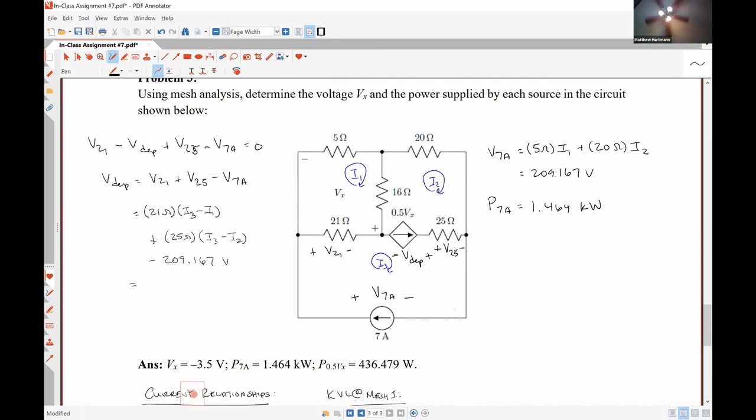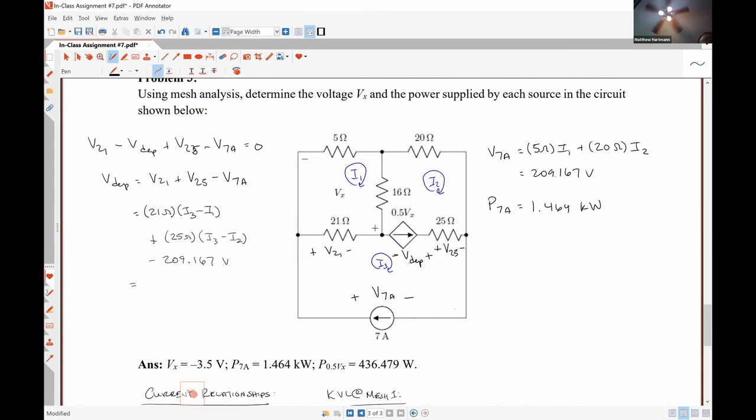There are, I think, 4 different meshes that we could use on this one, none of which are really any more difficult than the other. So we're currently using this bottom mesh right here. You could just as easily use this mesh, or you could go around this one too. It doesn't matter which path you take, as long as it contains this voltage drop over that current source, then we're good. All right, okay. So minus this one.